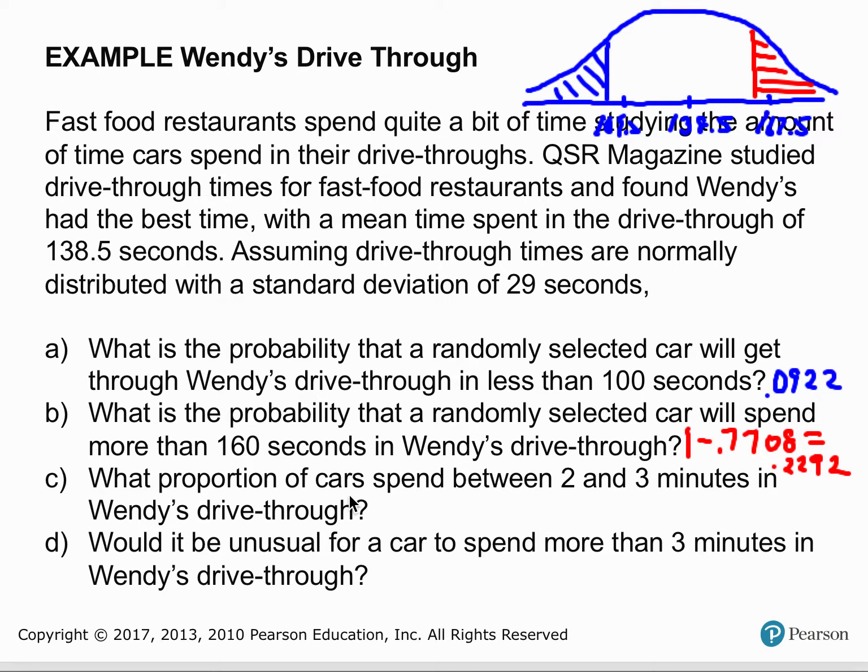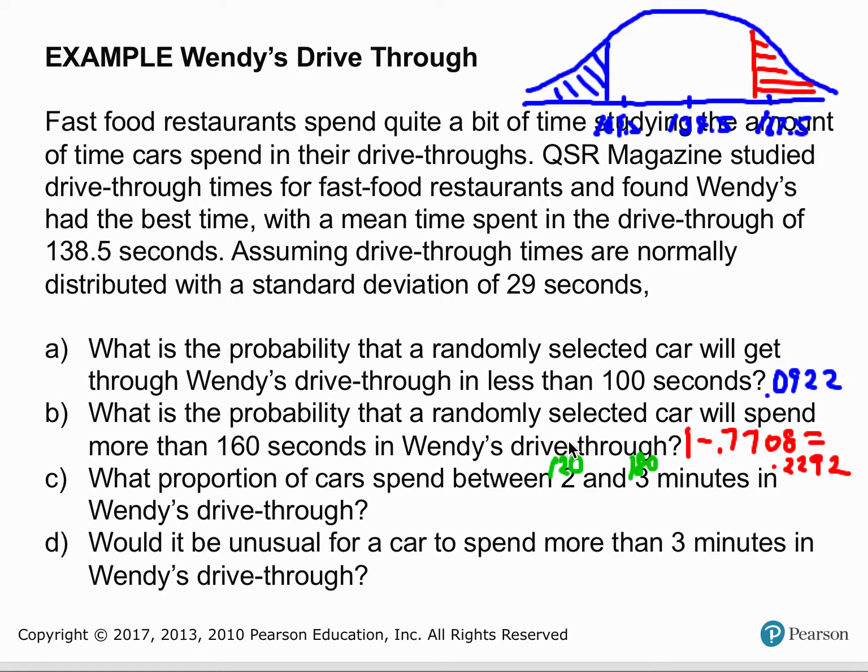What proportion of cars spend between 2 and 3 minutes in Wendy's drive-thru? Now, I've got a caution statement here. See if you can tell what it is that you have to be careful of. Yep, minutes, and our information is given in seconds. So I have to convert this: 2 minutes is 120 seconds and 3 minutes is 180 seconds. 60 times 3, 60 times 2, right?